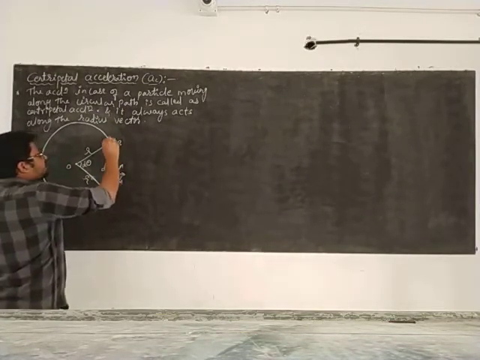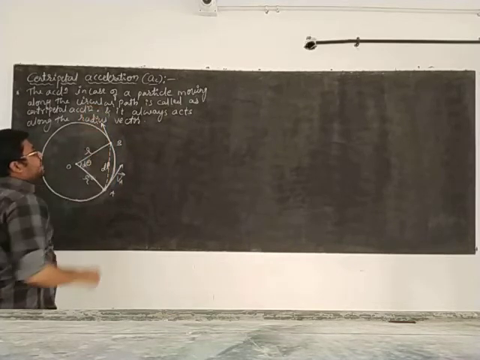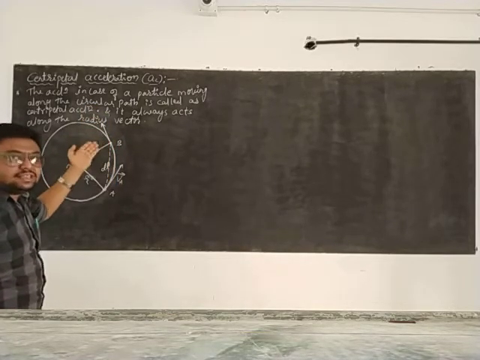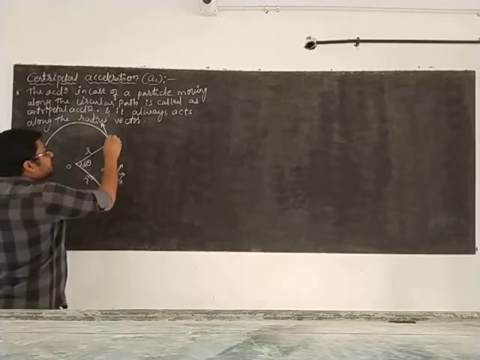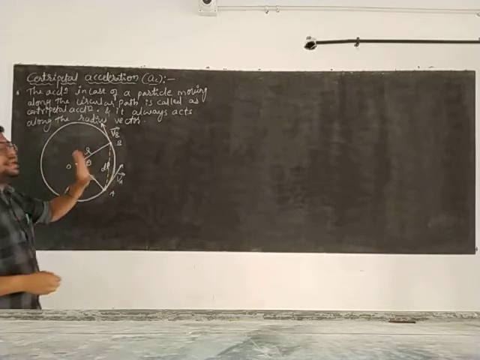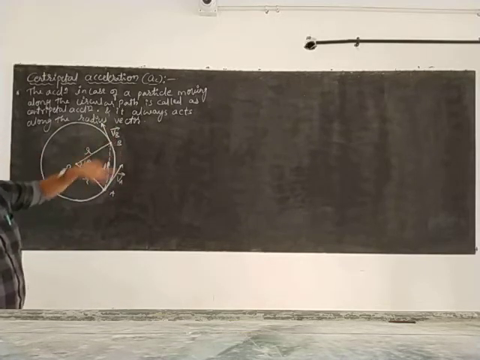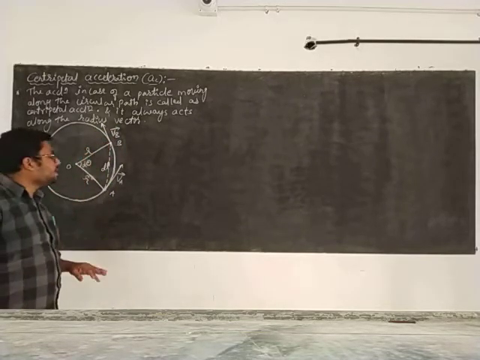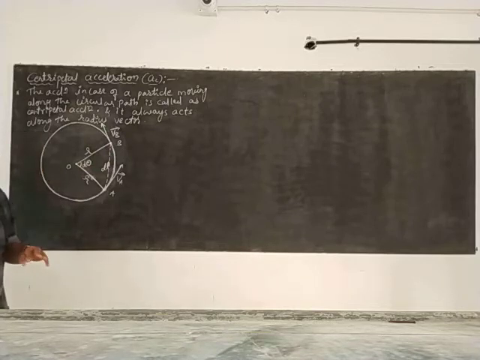And here, at point B, I will draw one more tangent, and what does it indicate? It indicates the velocity vector at B. Vector B means the velocity vector at point B. I hope you understand. Okay. So just call it diagram 1.